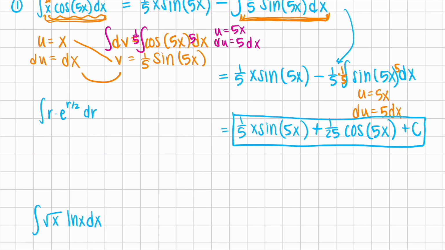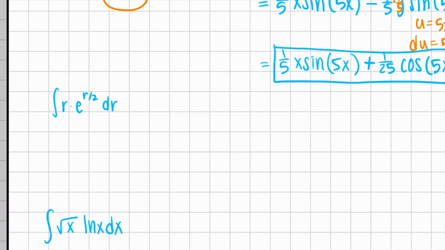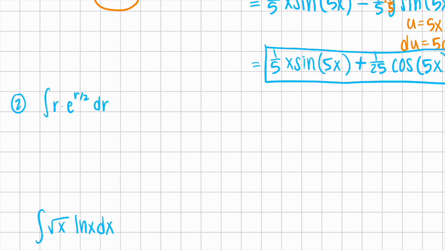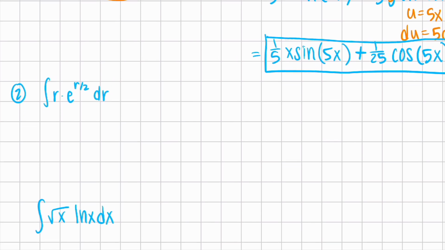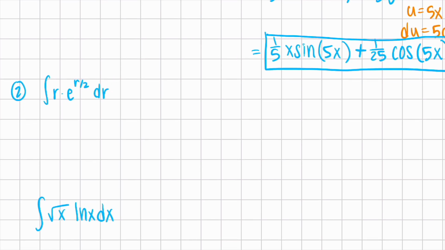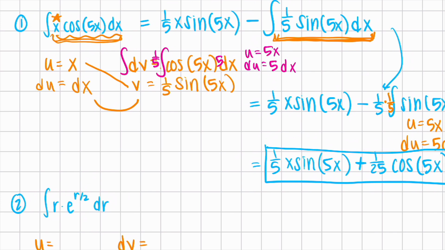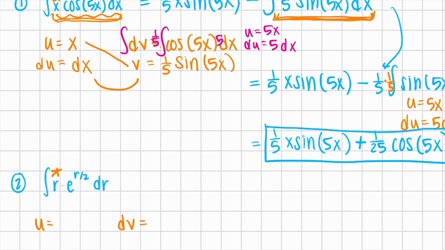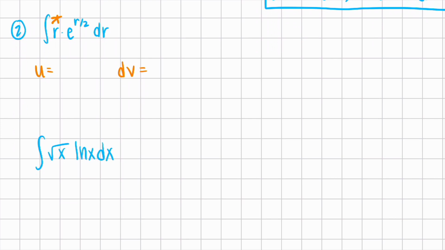Okay, number 2. So now we have r's instead of x's, which is totally fine. We're going to treat it the same way. We are going to be doing integration by parts, so I need to start by choosing a u and choosing a dv. Now, similar to the first question, I had an x in the first question. I have an r in the second question. Now, generally, I want to choose r to be my u, because when I take the derivative of r, I get the dr once I multiply the dr to the right side.